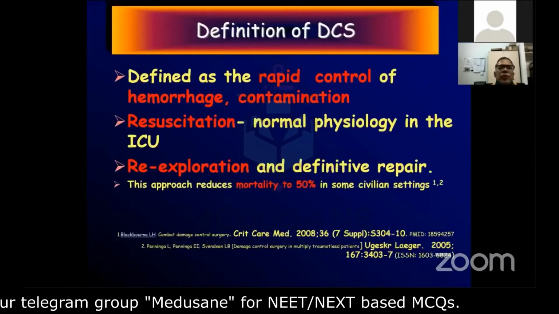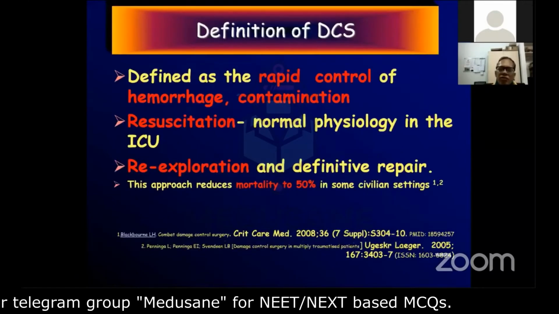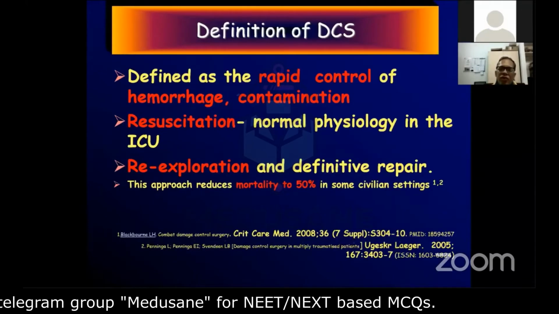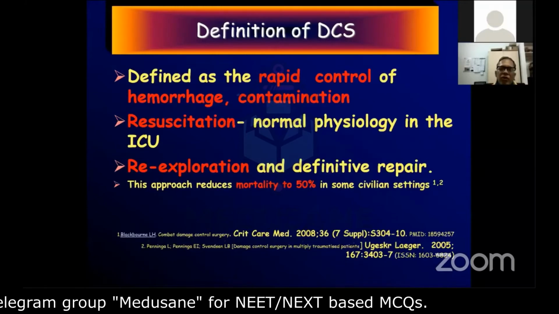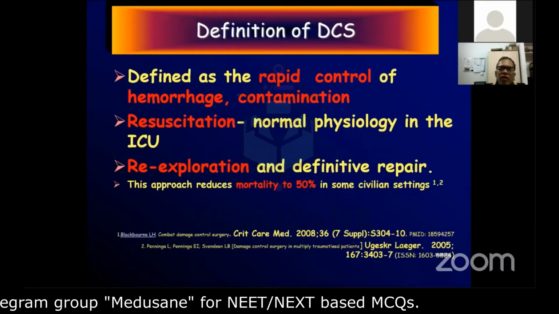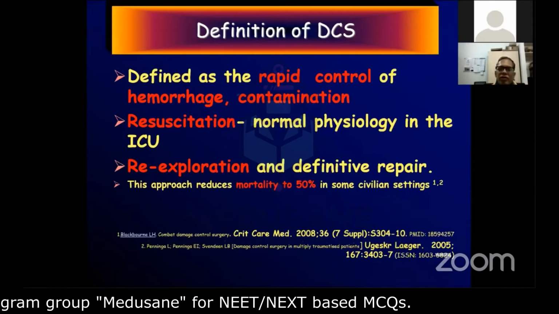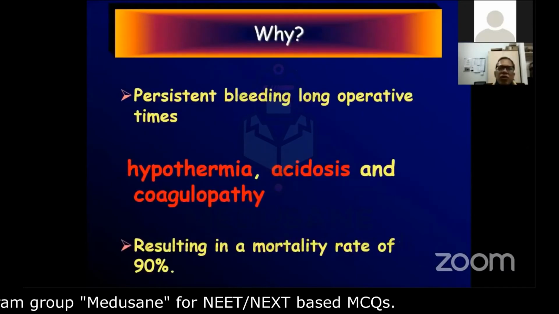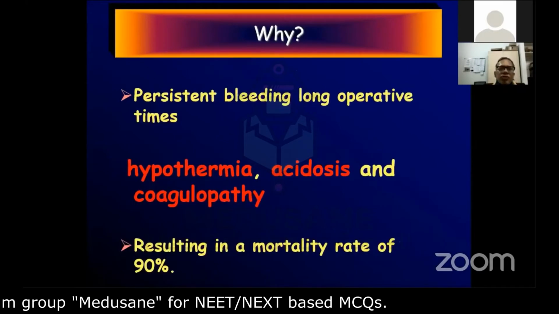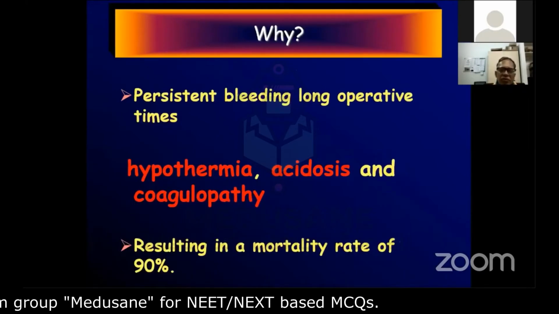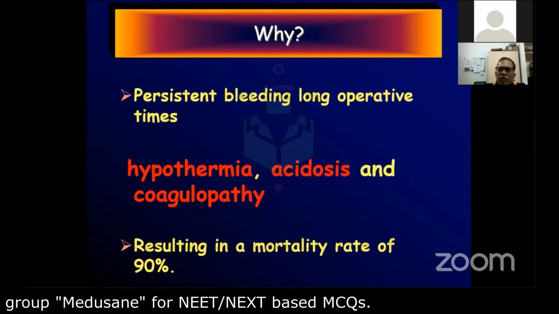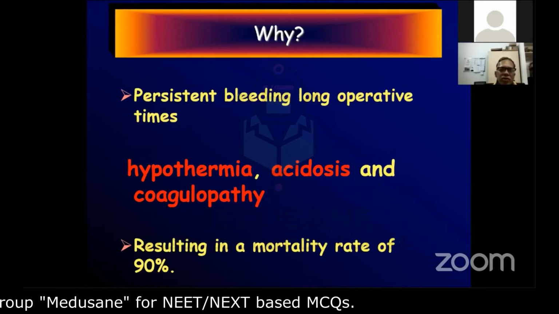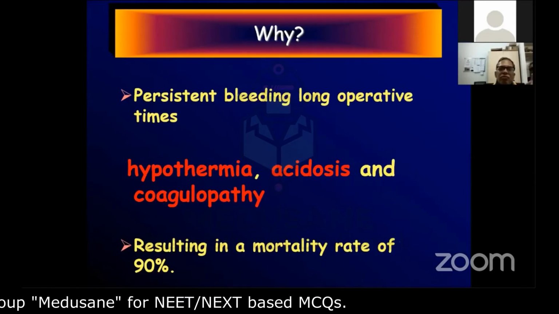It is defined by rapid control of hemorrhage and contamination. The second phase is resuscitation to bring back normal physiology in the ICU, then re-exploration and definitive repair, and with this the mortality is less than 50%. Persistent bleeding and long operative time lead to three things: hypothermia, where the temperature of the patient comes down below 34, acidosis because of tissue anoxia, and coagulopathy, hemodilution, and other things. This results in 90% mortality.